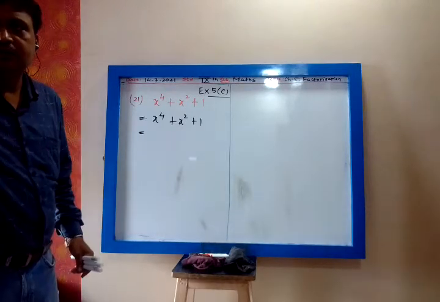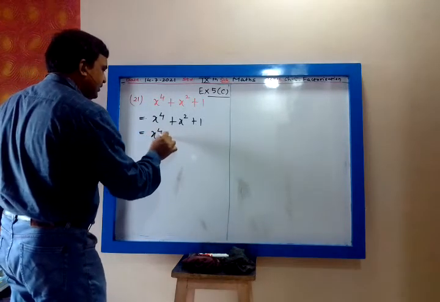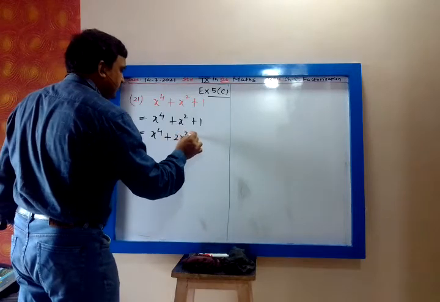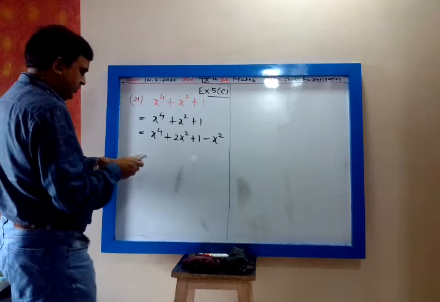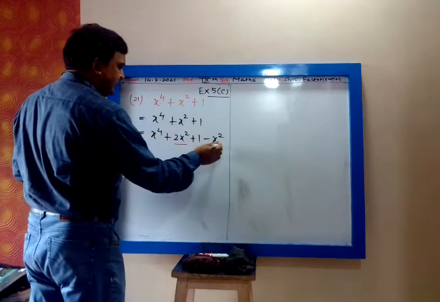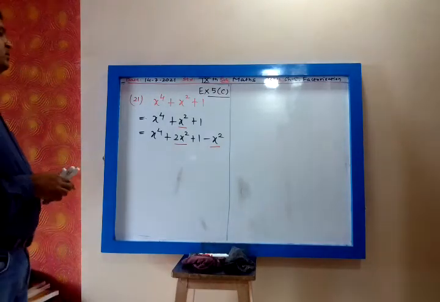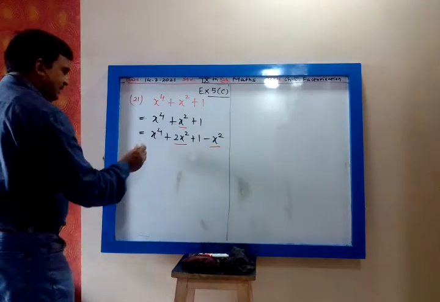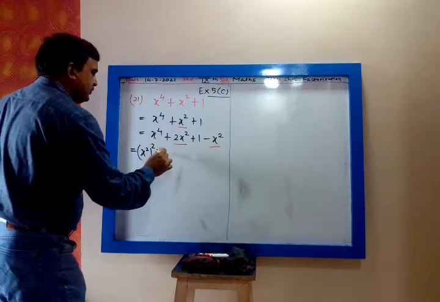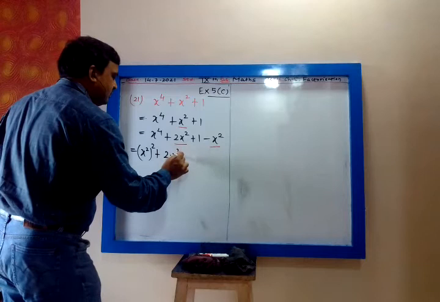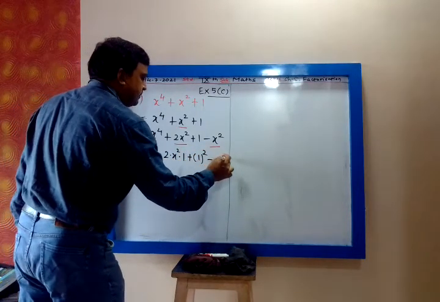Middle term is split. x square we write as 2x square plus 1 minus x square. So 2x square minus x square will give you x square. So middle term I have split, that is 2x square minus x square. So let us write x raised to 4 plus 2 into x square into 1 plus 1, I can write 1 square minus x square.